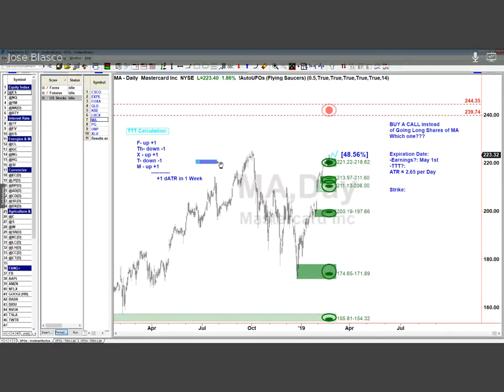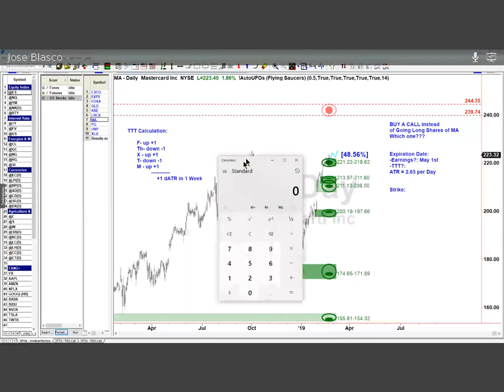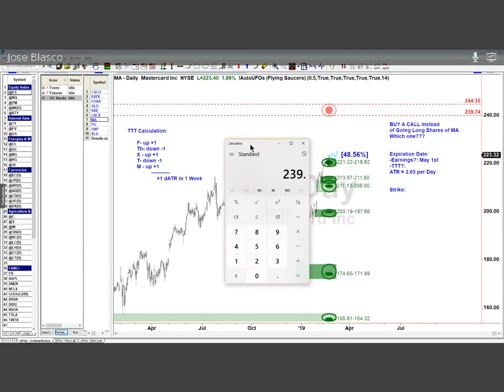Okay, so now the question is, how much room do I have for this market to move? How much distance do I have from my entry to my target? If the target is 239.74 and the entry is 221.22, as you can see right there, then we are talking about room for movement of 18.52.